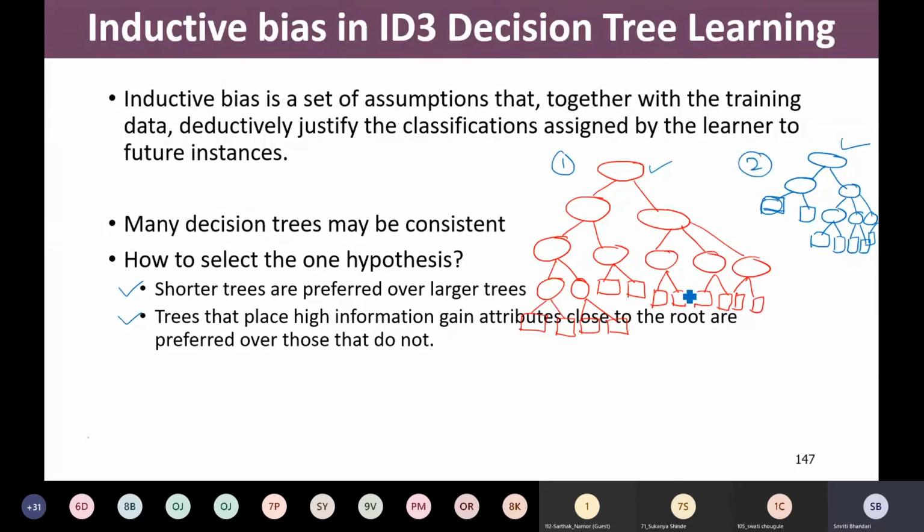And that is why we are having this kind of inductive bias, that if we are having two such trees, one short and one having the larger height, then we may prefer the shorter trees over the larger trees. And the reason is we are not looking at the accurate results here, but we are looking at which tree can be traversed in less amount of time. Right?